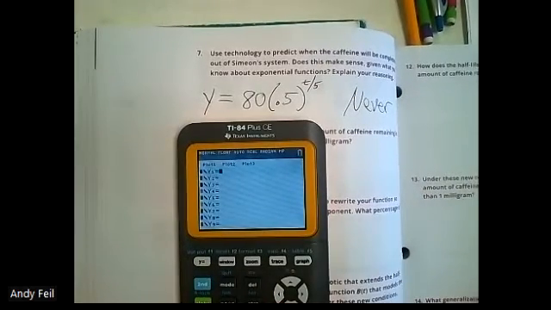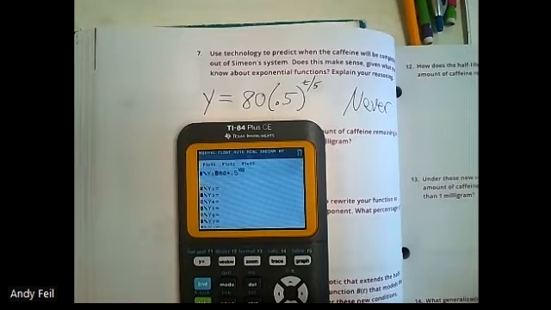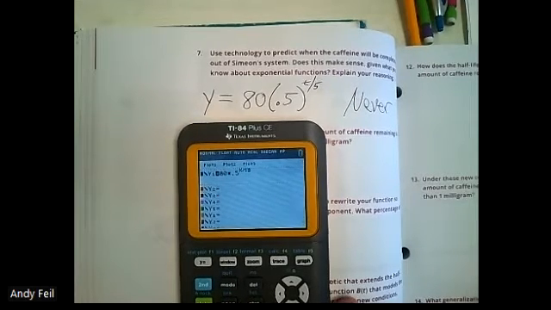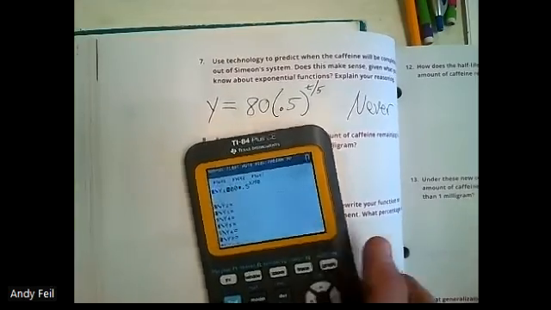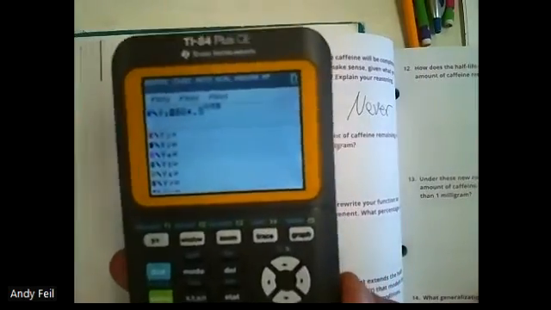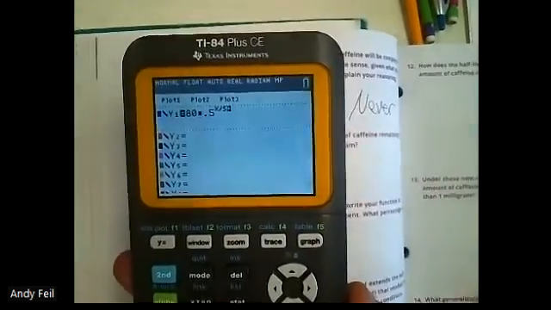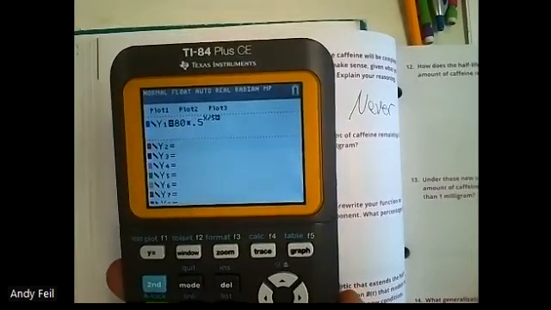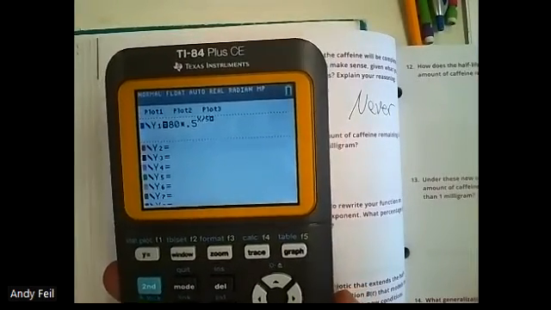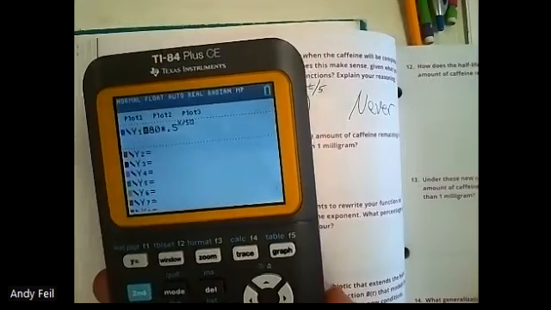So go to Y equals and type in 80 times 0.5 raised to the X divided by 5. Make sure that the X is in the exponent. It's probably hard for you to see there, so I'll put this up a little more. Hopefully it'll focus. There it is. So you get Y equals 80 times 0.5 to the X divided by 5 power. That way this will be in hours.